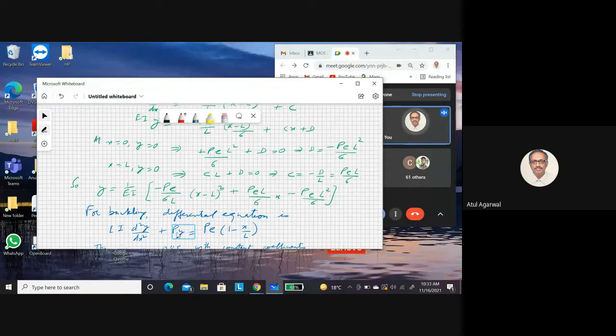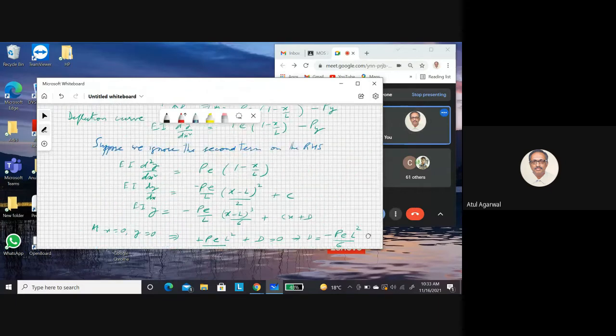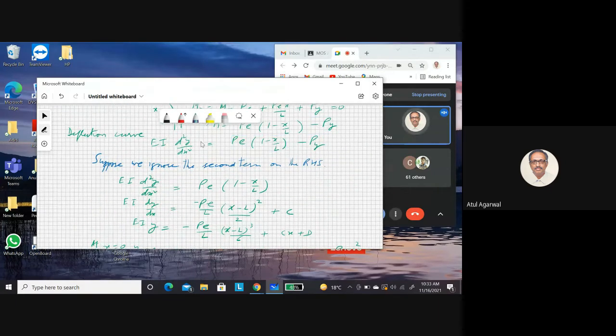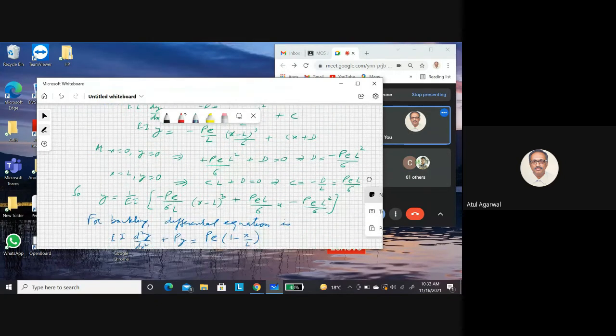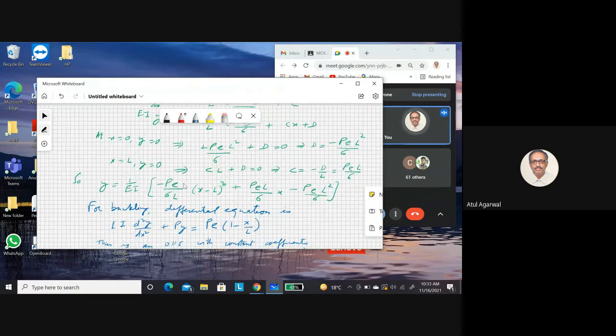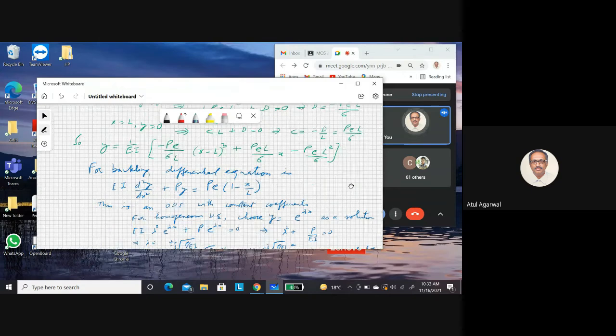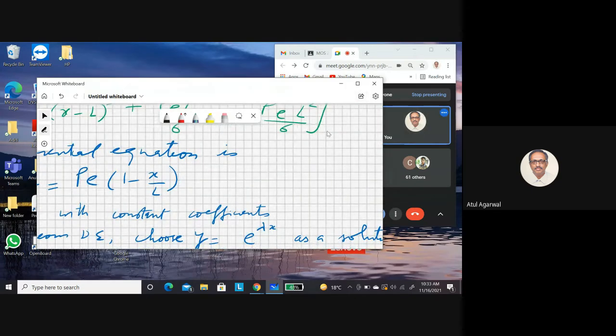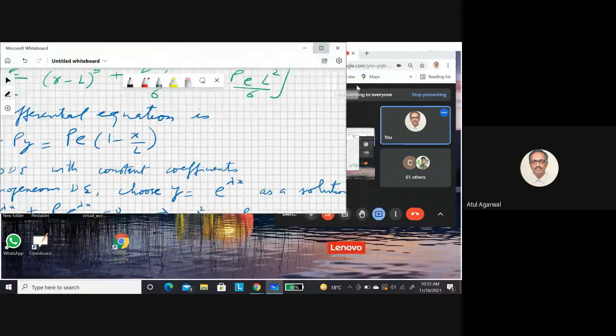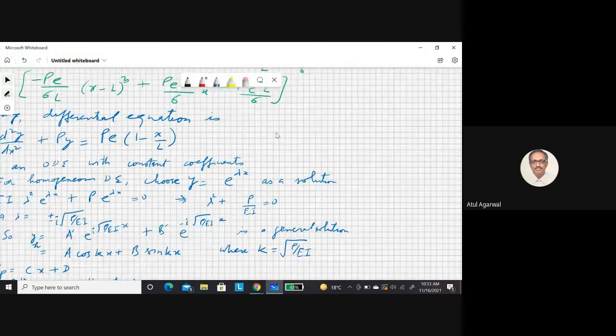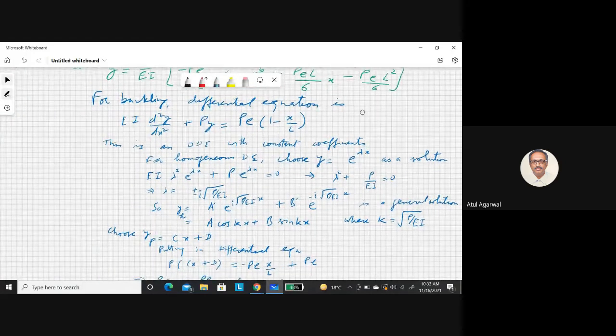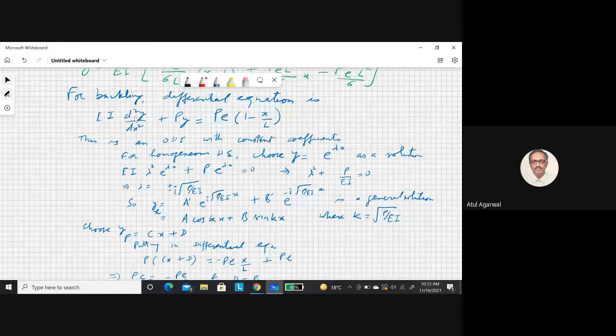Now here we have used the other term also. This minus Py we can take to the other side. Look, till now our equations were this. Now once we take it to the left hand side, you see this is a differential equation for buckling. This is because of the eccentricity of the load, right hand side. Now this is an ordinary differential equation with constant coefficients.